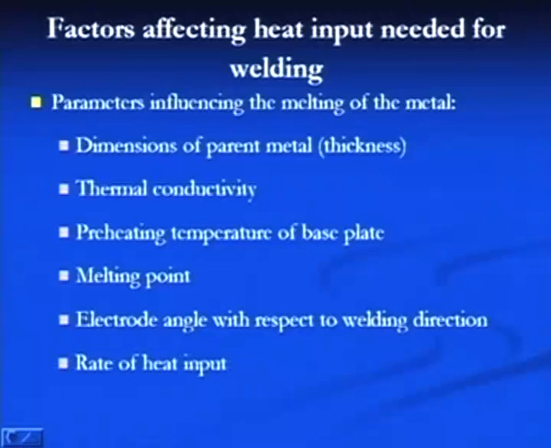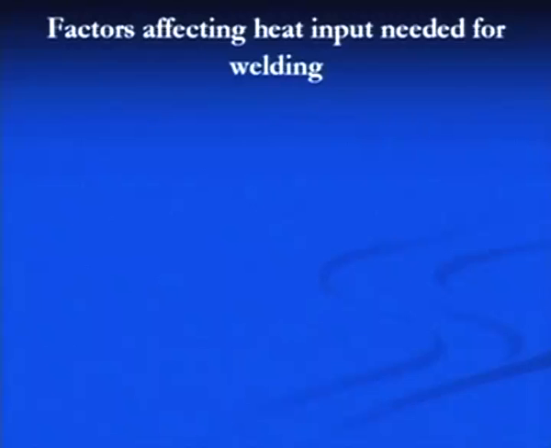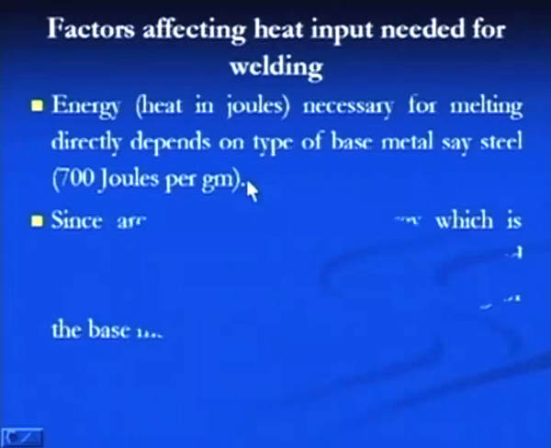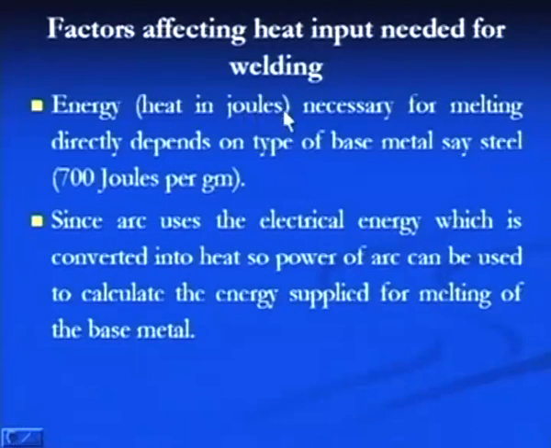And the rate of the heat input, higher is the rate of heat input, lower will be the amount of the heat required for the welding purpose. The other factors affecting the heat input, like the energy necessary for melting, directly depends on the type of the base metal. Say for steel it is 700 joule per gram, like this it may be different for the different metals. So, the amount of the heat in terms of the joule required for melting depends on the type of the base metal to be welded.